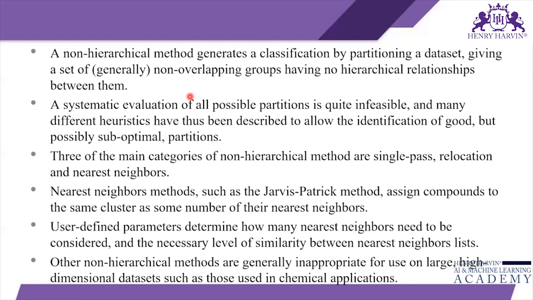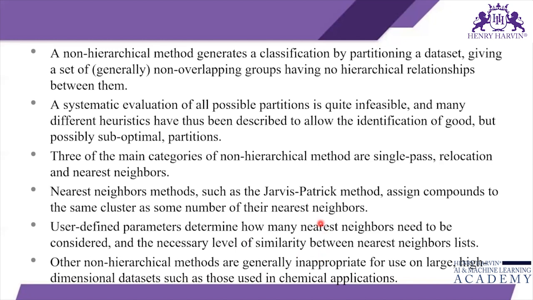Three of the main categories of non-hierarchical methods are single pass, reallocation and nearest neighbors. Nearest neighbors methods such as the Jarvis-Patrick method assign compounds to the same cluster as some number of their nearest neighbors. User-defined parameters determine how many nearest neighbors need to be considered, and the necessary level of similarity between nearest neighbors. Other non-hierarchical methods are generally inappropriate for use on large, high-dimensional datasets such as those used in chemical applications.